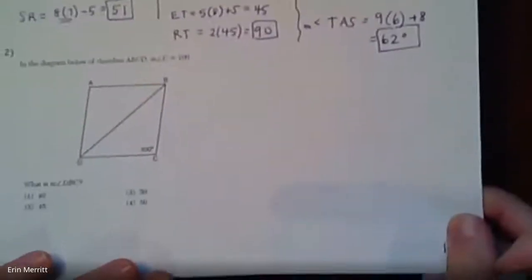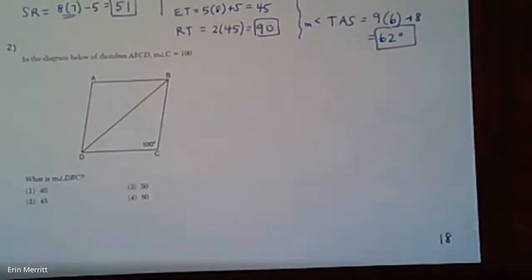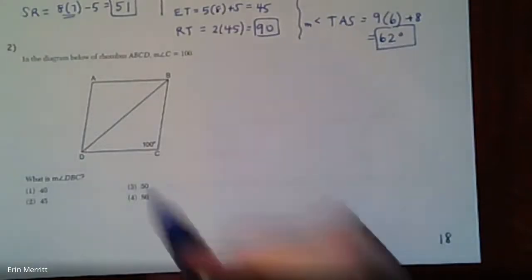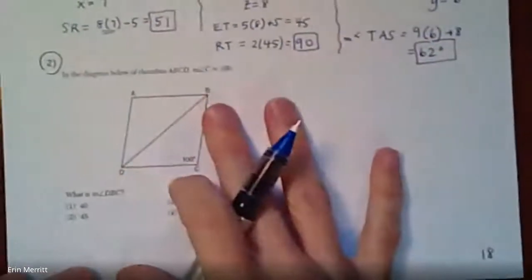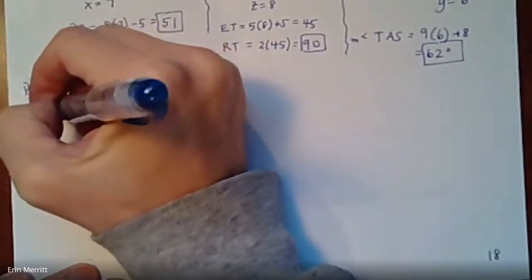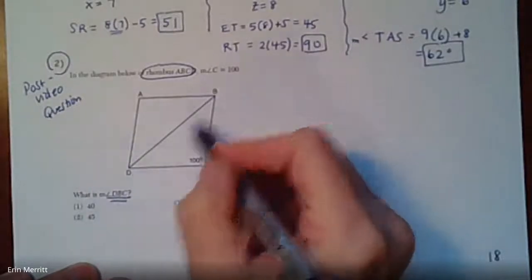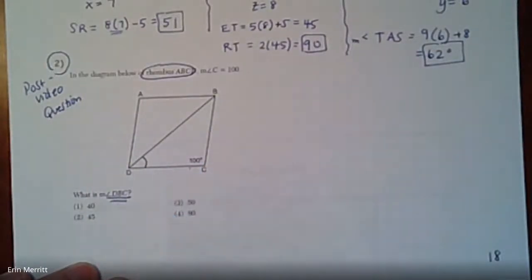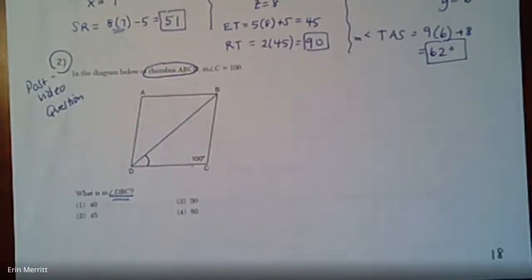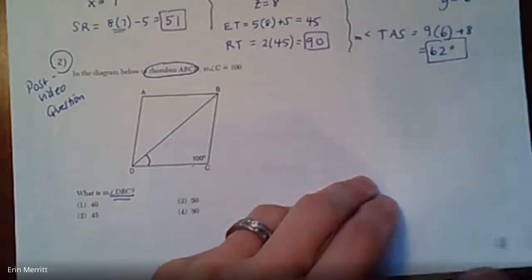All right, you have one other question here, and that is a multiple choice one. And so I would like you guys to try this one on your own. So let's make that our post video question. So you're using those rhombus properties to see if you can find the measure of angle DBC. That's this guy right here. All right. We have one last little thing to look at, and that's on the last page here before we hit the next note packet. So flip it on over.